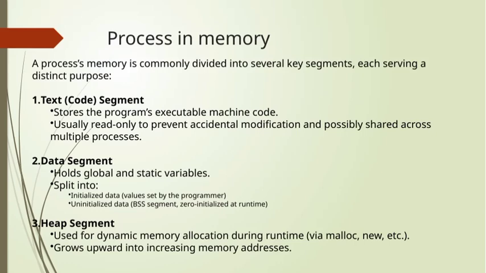Then we have the heap segment. This is where dynamic memory allocation happens, like when we use malloc or new. The heap grows upward into increasing memory addresses as more memory is allocated during runtime. Understanding these segments helps us see how memory is managed efficiently and securely during program execution, which ties directly into our overall theme of understanding process management in operating systems.